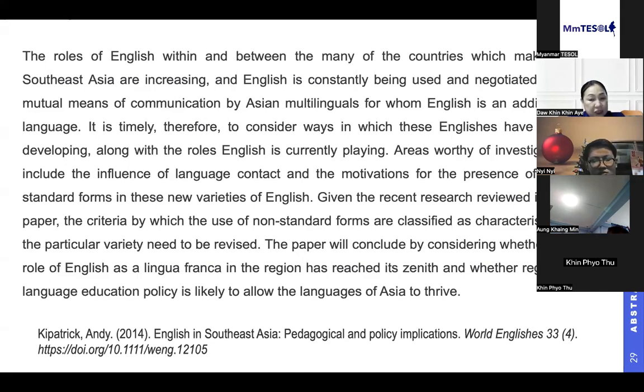Given the recent research review in this paper, the criteria by which the use of non-standard forms are classified as characteristic of the particular variety need to be revised. The paper will conclude by considering whether the role of English as a lingua franca in the region has reached its end and whether regional language education policy is likely to allow the languages of Asia to thrive.